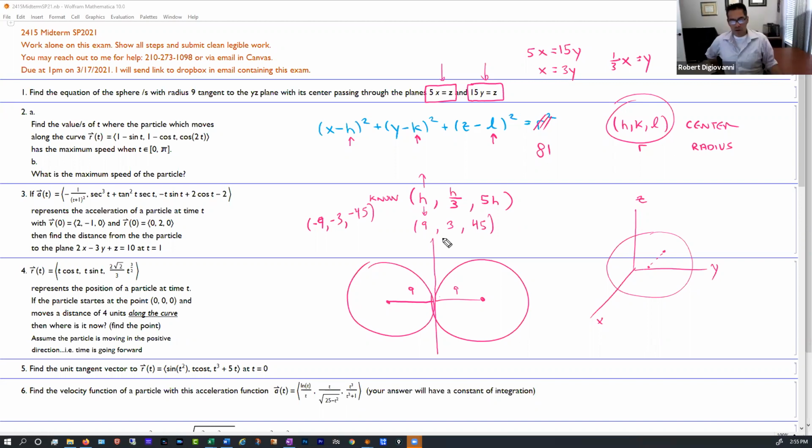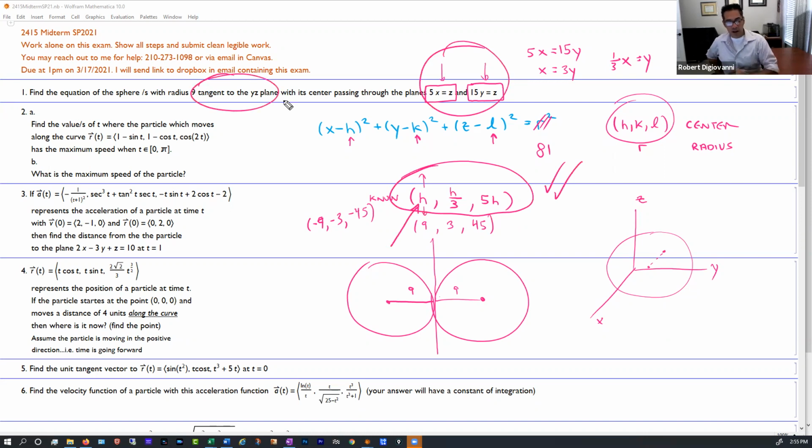Well, because these relationships have to hold, right? Those have to hold because that's coming from these. Then if you can nail down just one of these, if you can just nail down what H is, then you're done. But to be tangent to the YZ plane means that you have to be one of these two pictures. There's no other way to touch the YZ plane and have your X coordinate not be 9 or -9.